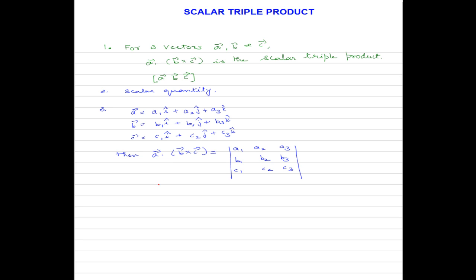So we will also find that A vector dot B vector cross C vector will also be equal to B vector dot C vector cross A vector, which is also equal to C vector dot A vector cross B vector. So it goes as a cycle: ABC, BCA and CAB. It goes as a cycle.